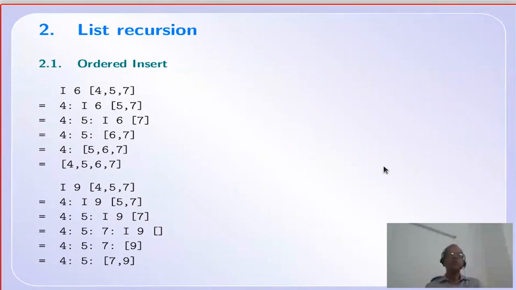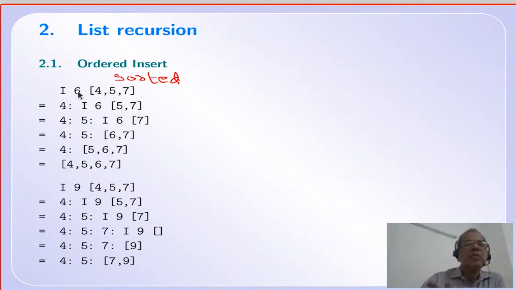Okay, now for list insertion. Suppose we are given a list, say 4, 5, 7. It is sorted. And we want to insert a new element 6. After adding the new element to the given list, the resulting new list should also be sorted. This is the resulting new list. So 6 is added to the list 4, 5, 7, and we want to get the list 4, 5, 6, 7. This is also sorted.